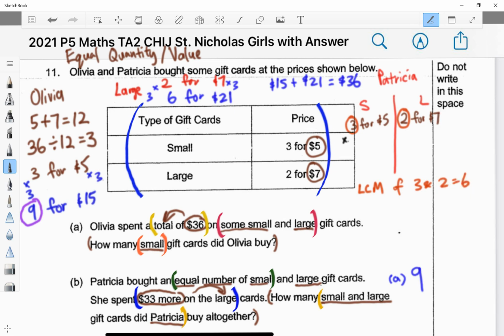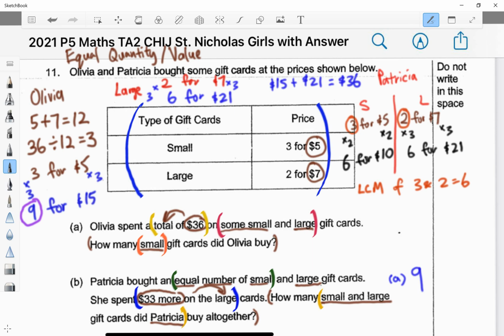So I'm going to times 2 to obtain 6 for $10. I also have to ask myself, how much would 6 large gift cards cost? So I'll times 3 on both sides, and having worked it out, 6 large gift cards will cost $21. So 6 for $21, and I obtained 21 by taking 7 times 3. They say that she spent $33 more on the large.